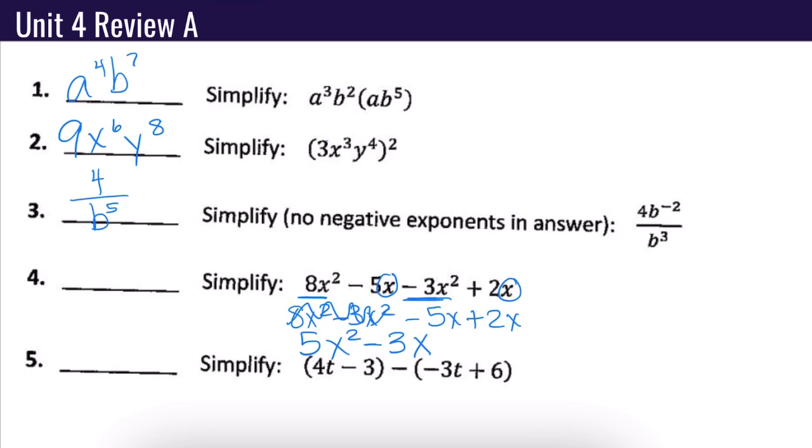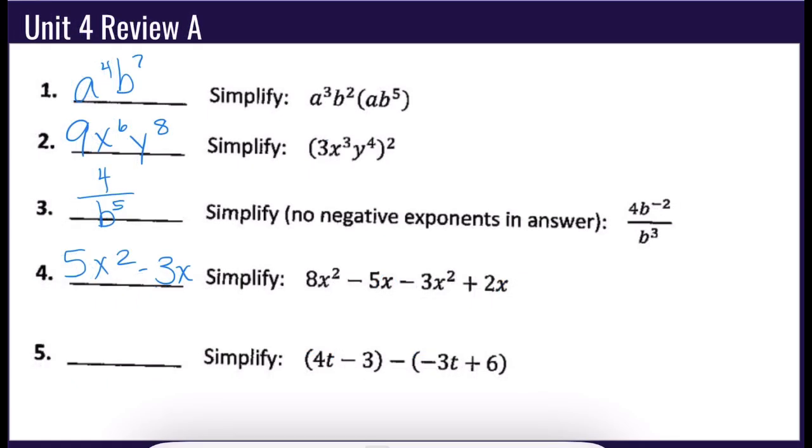And that's as far as we can go with that because the x squared and the x are not exactly the same. They're not like terms. So we can't do any more subtraction. That's just as simple as we can go. 5x squared minus 3x.